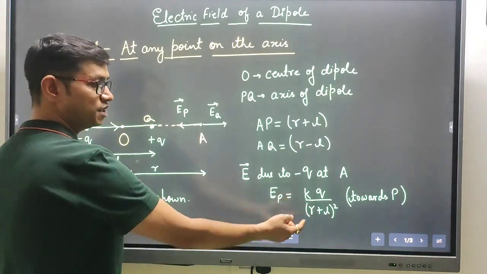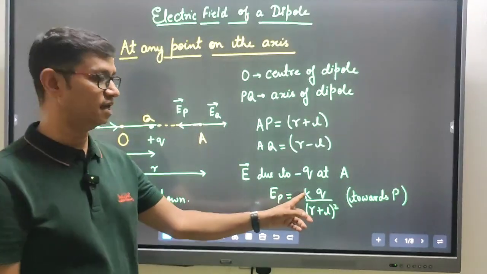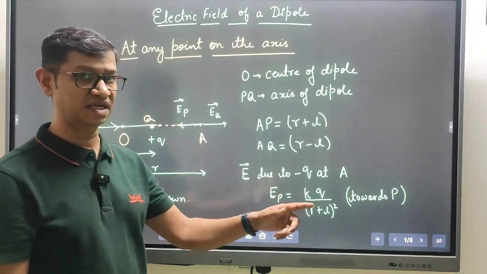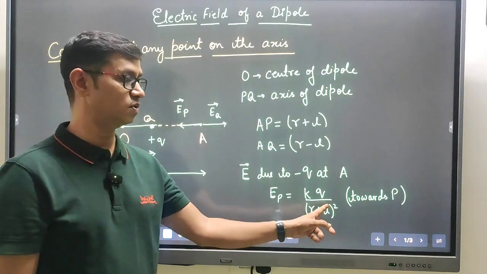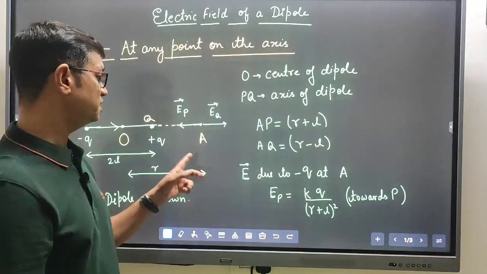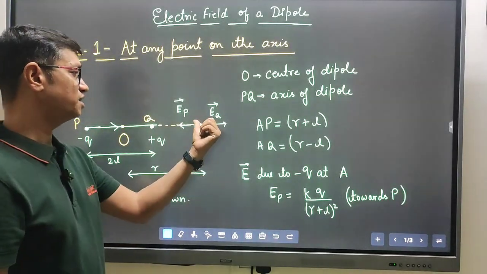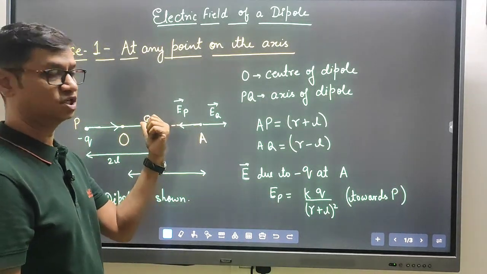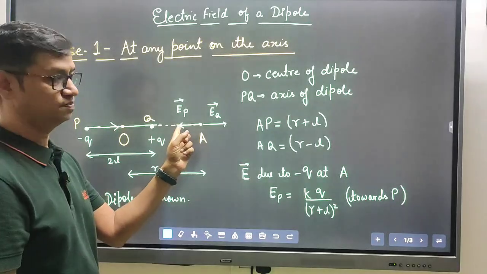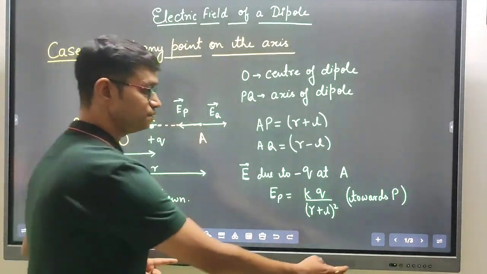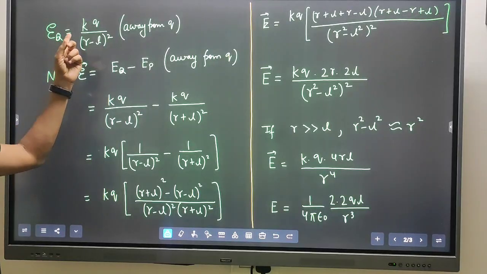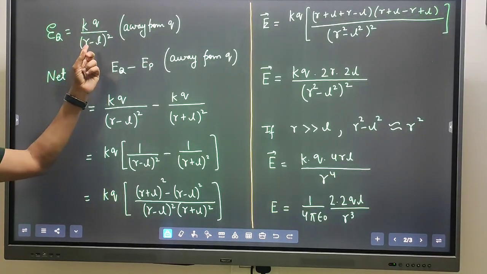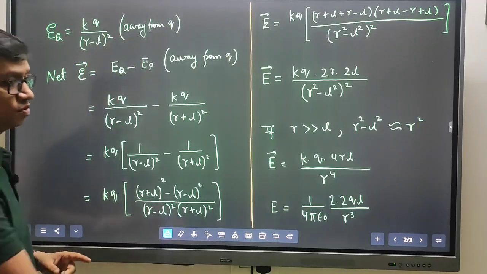Electric field due to a point charge at any point is equal to KQ by R square, where R is the distance. So in this case this will be KQ by R plus L whole square. Now since this is a negative charge, the direction of electric field would be towards the charge, that is EP. This is as shown. Similarly, the electric field EQ will be the same KQ, but the distance would be R minus L whole square, and it will be away from Q.